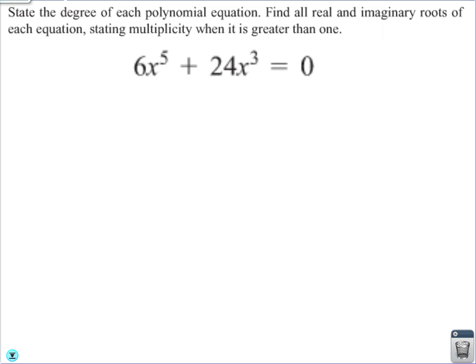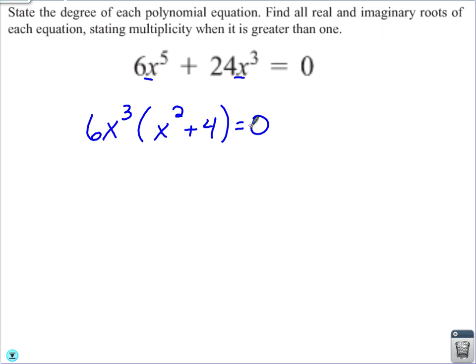Last problem. State the degree, the highest power. That's all you got to do there. Your degree here is 5. Find all the real and imaginary roots of each equation, stating the multiplicity when it's greater than 1. First thing is to factor out x's. Factor out x to the third. Actually, factor out 6x to the third. You're left with x squared plus 4. Will x squared plus 4 factor? No, not unless you factor with imaginaries.